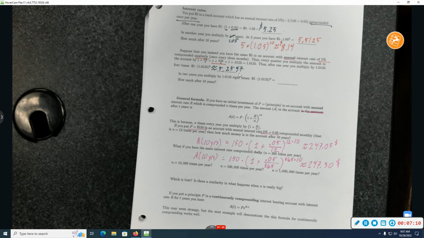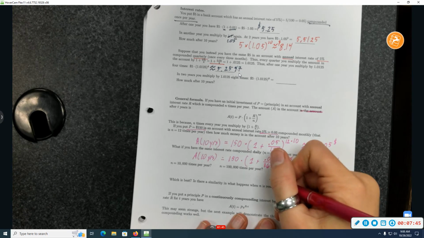Let's vary this. So, what I'm going to think about now is what happens if you let that number of times you compound the interest get really, really big. So let's check it 10,000 times, 100,000 times, and 1 million times per year. And I think I'll have half of you do one, and half of you do the other. Maybe I'll do the million. 10,000, 100,000. So running it for n equals 1 million.